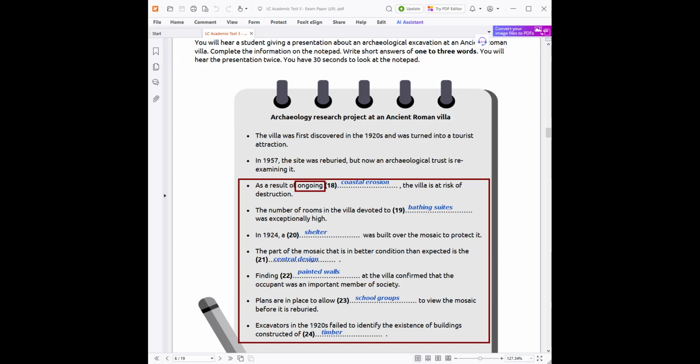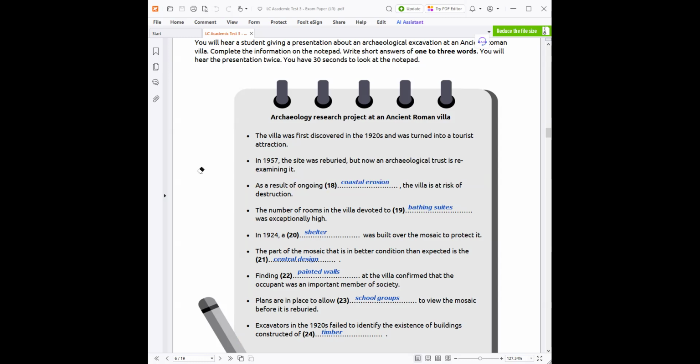Okay, now listen to what the person is speaking. Student giving a presentation about an archaeological excavation at an ancient Roman villa. Complete the information on the notepad. Write short answers of 1 to 3 words. You will hear the presentation twice. You have 30 seconds to look at the notepad.